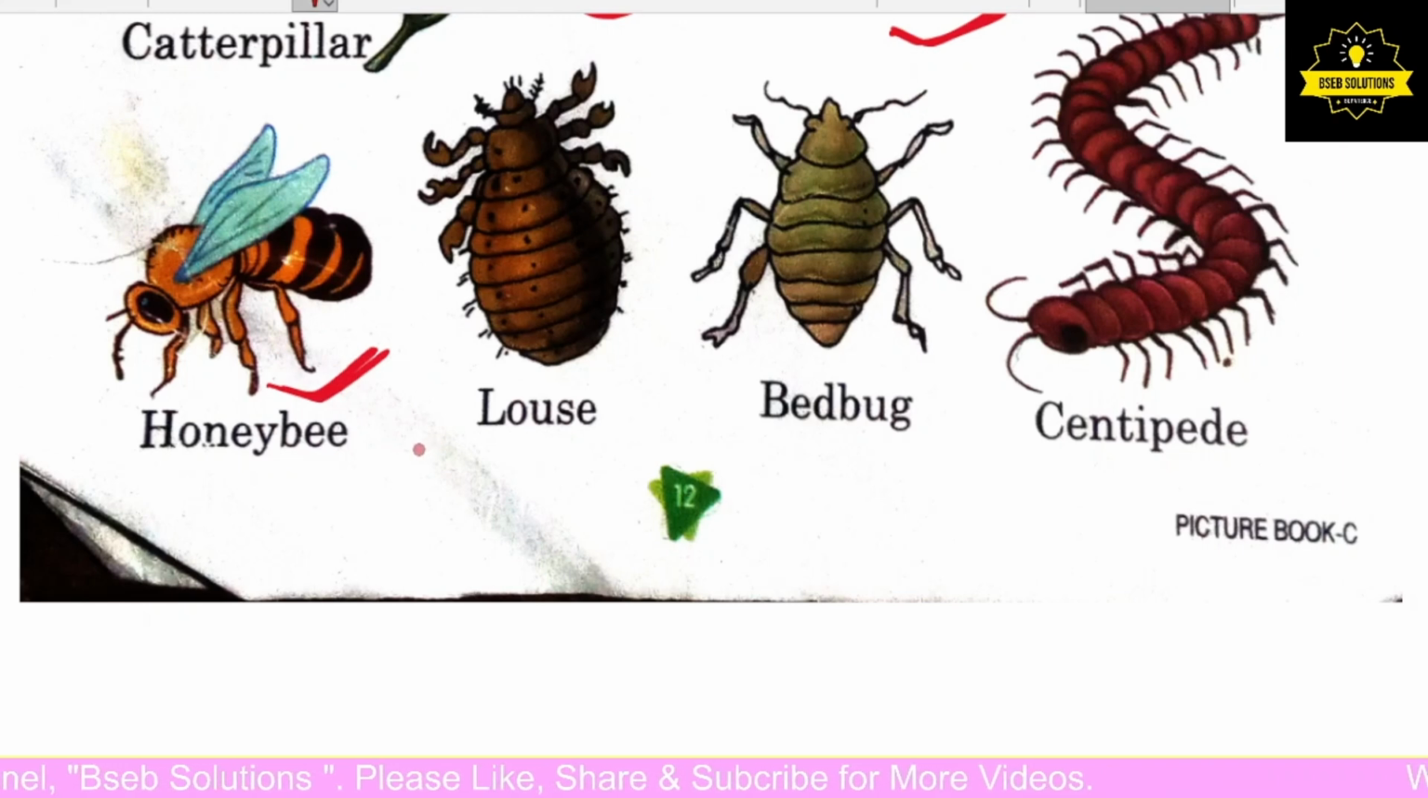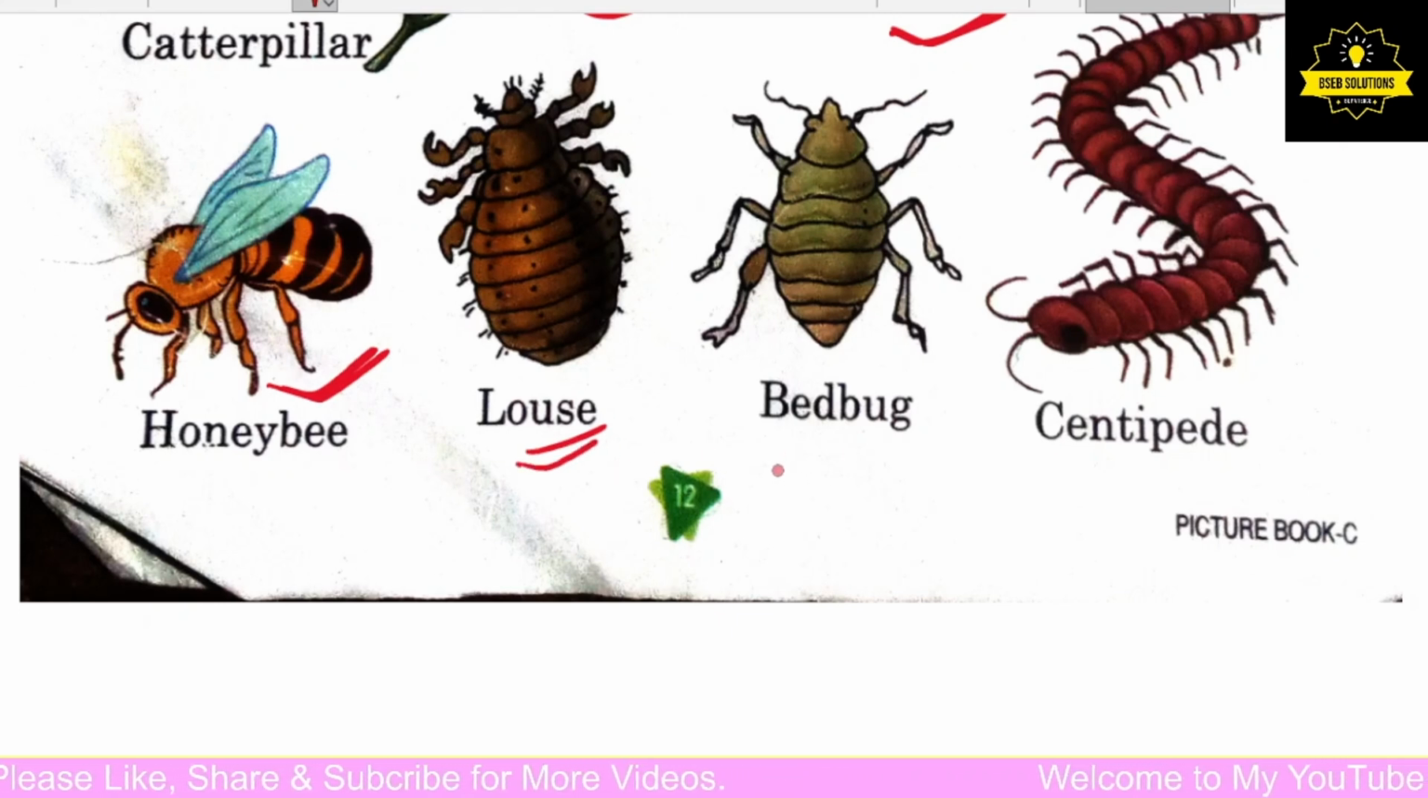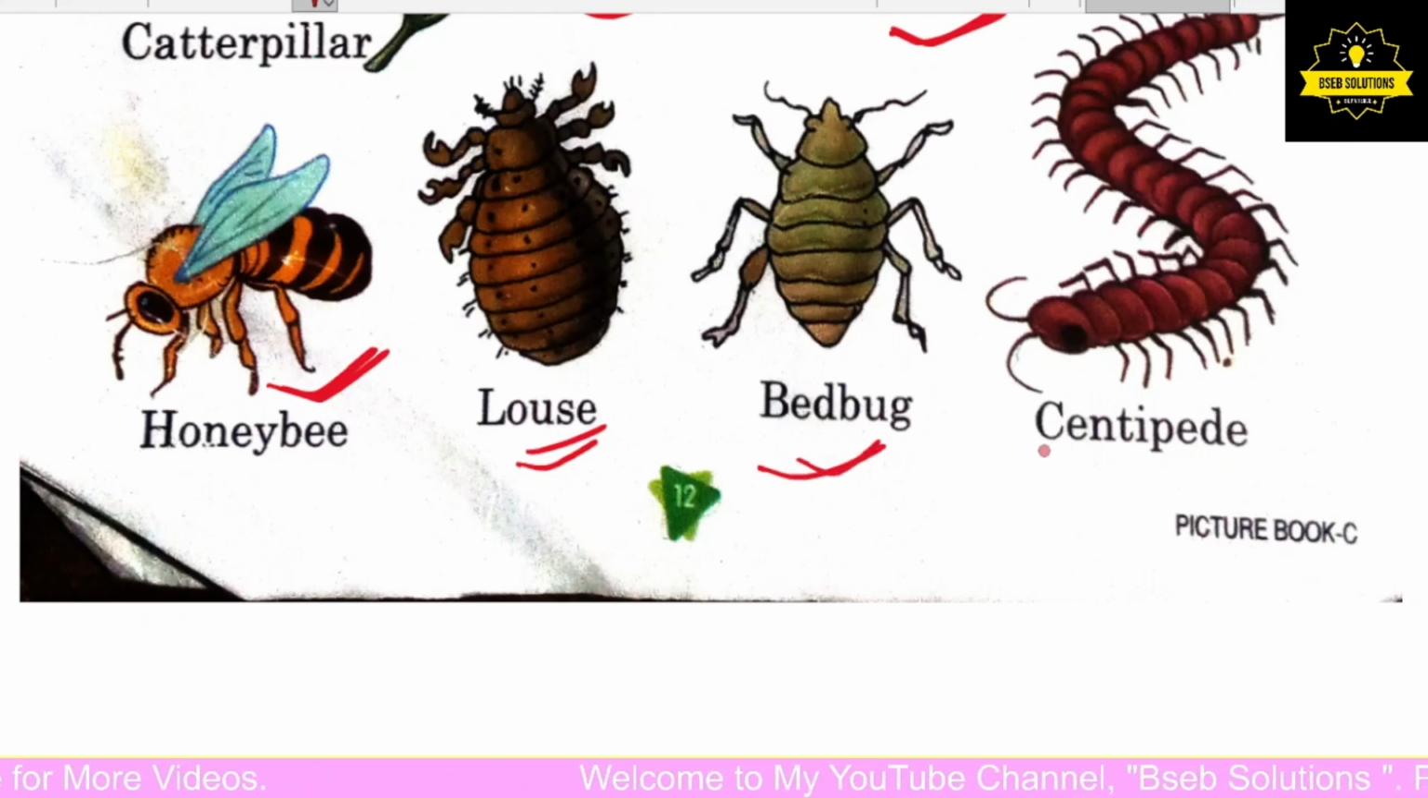Louse. This is a louse. It's very tiny and lives on animals. Say louse. Bedbug. This is a bedbug. It's small and hides in beds. Say bedbug. Finally, we have the centipede. It has so many legs. Say centipede. Great job.